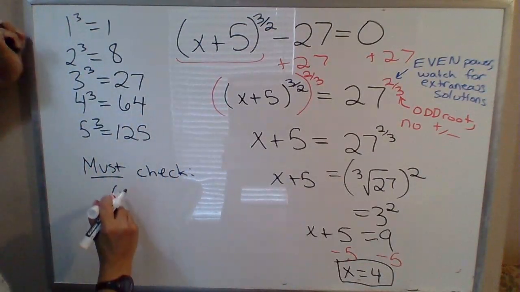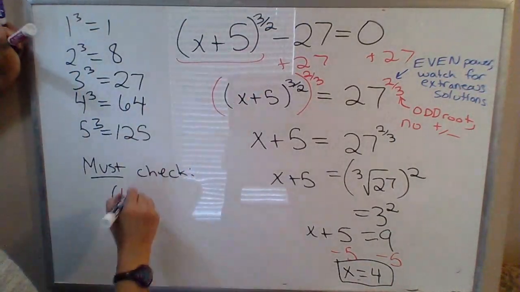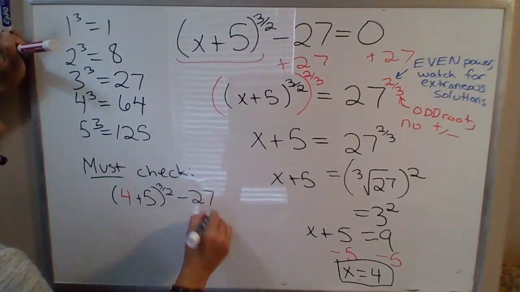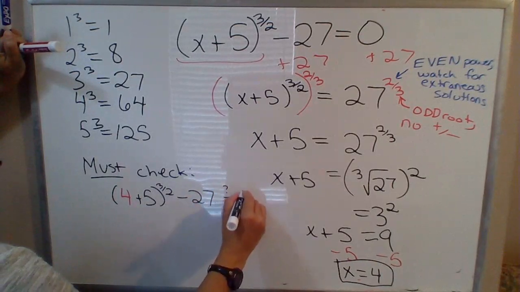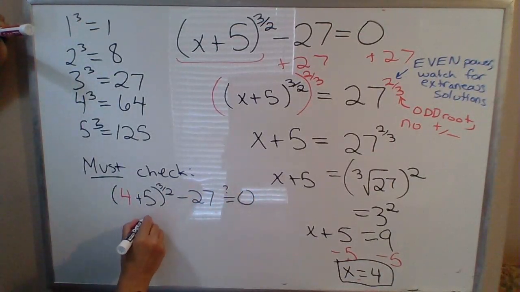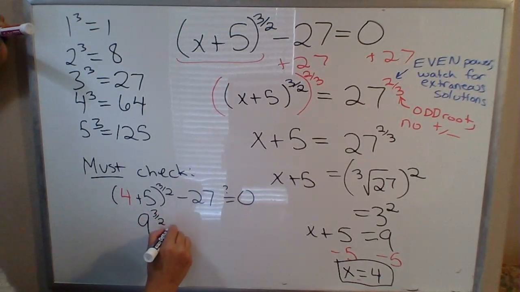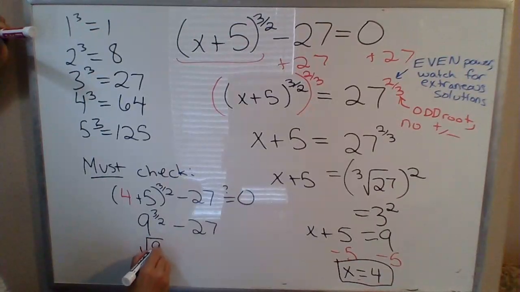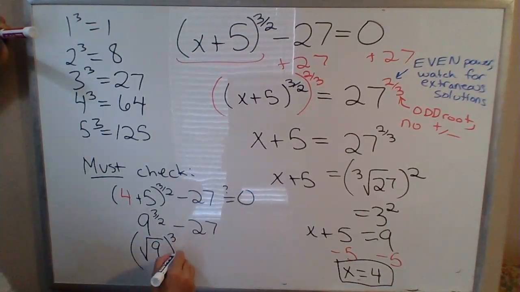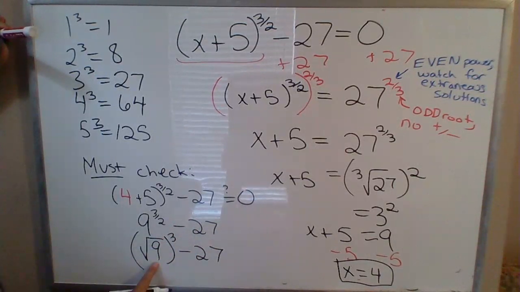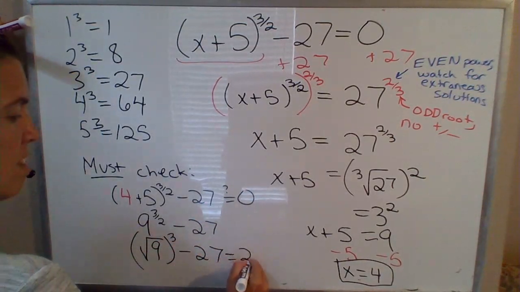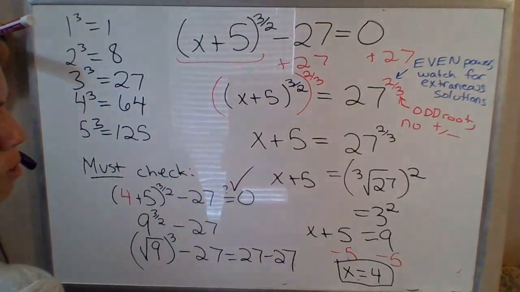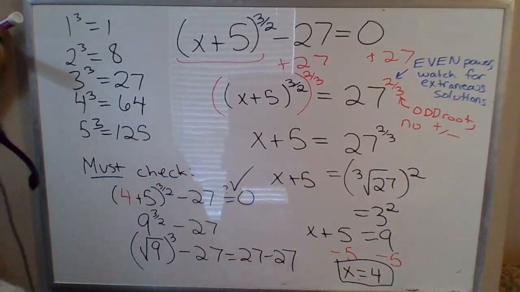So if we plug in 4 for x, (4 plus 5) all raised to the 3 over 2 power minus 27. We want to verify that we get 0. We're wondering if we really get 0. So this is 9 to the 3/2 power minus 27. So this is the square root of 9 cubed minus 27. Well, this would be 3 cubed. That's 27. Yeah, this is 27 minus 27. So we do get 0. So this is a valid solution, and it's our only solution. x equals 4.